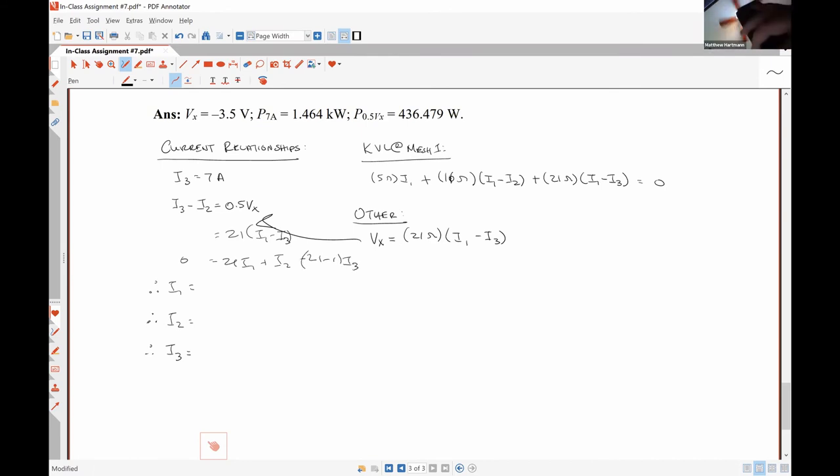Yeah. Just making sure my algebra is working for me so I don't make a mistake like I did last time. Let's see, 5 I1, 16 I1, 21 I1, minus 16 minus 21 is equal to 0, solve.